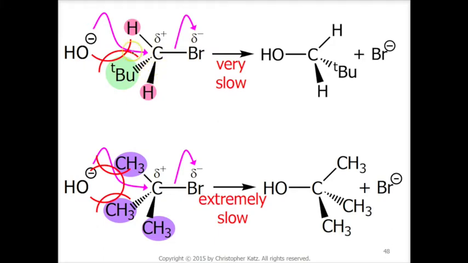Very slow, because even though it's a primary, it is still going to be a lot of aggravation in terms of sterics. And extremely slow to non-existent is your tertiary position, right? But SN2 reactions do not happen on a tertiary substrate. Period. End of statement.